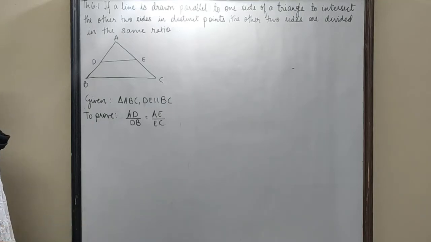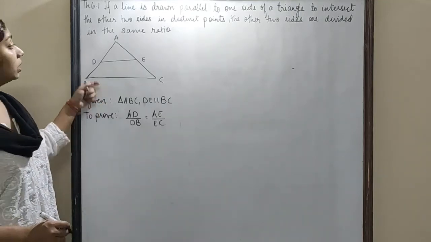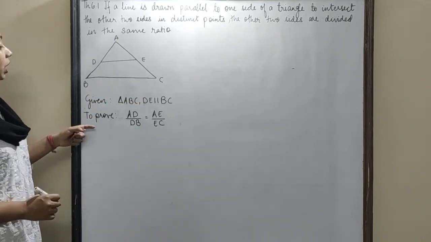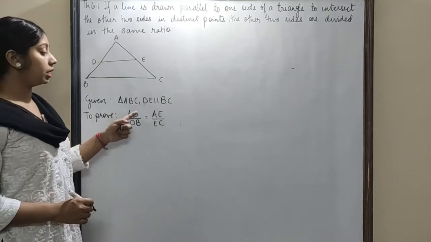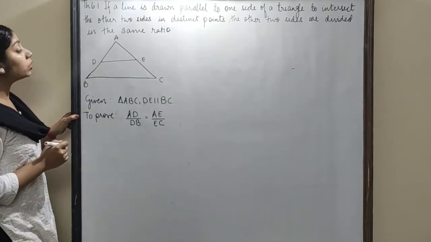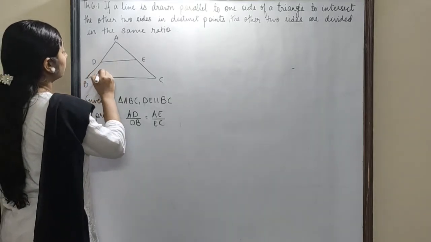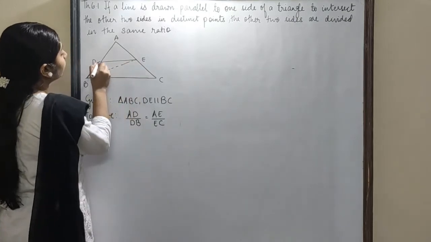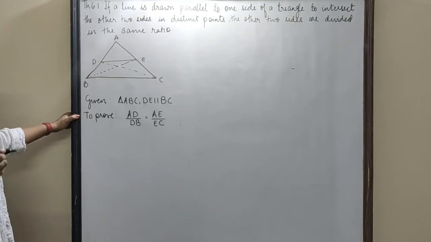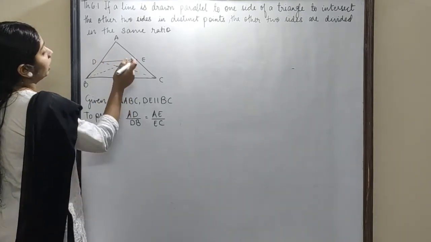Simple enough. Now for this, what do we have to do? First of all, we are going to write what is given. Given the triangle is ABC and DE is parallel to BC. We have to prove that AD upon DB equals AE upon EC. Firstly, we are going to join the lines from B to E. We are going to construct the line B to E, and we are going to construct the line from D to C. Then we are going to drop a perpendicular from E to AD.